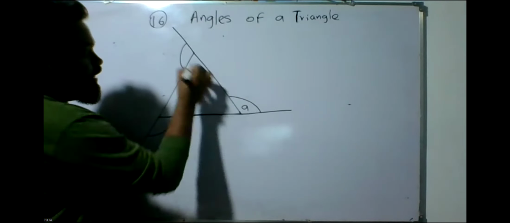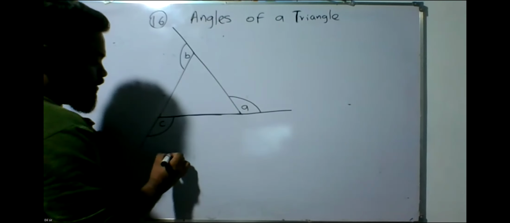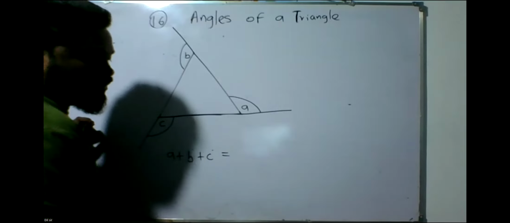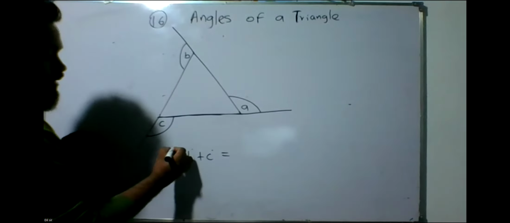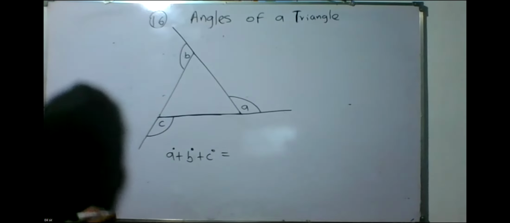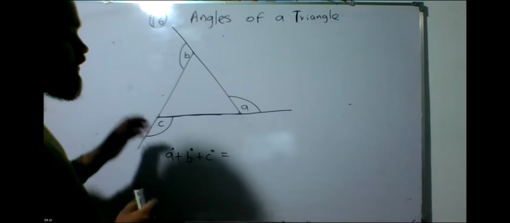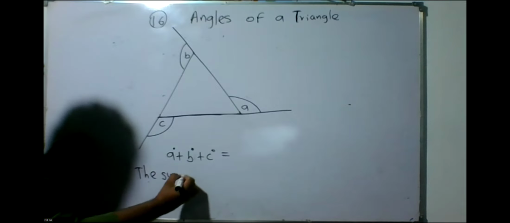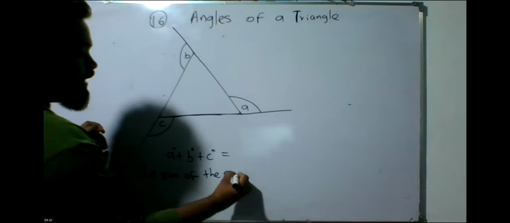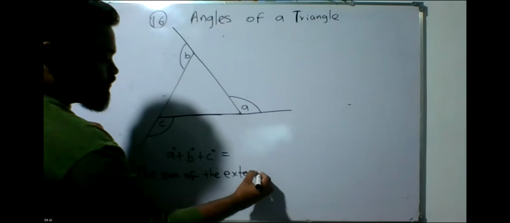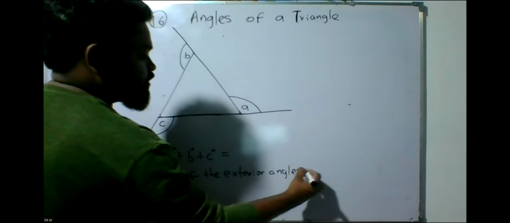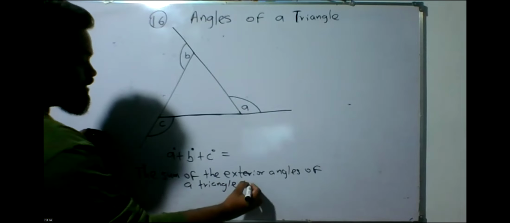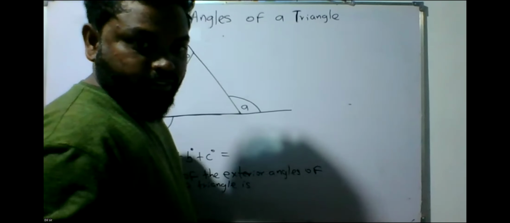1, 2, 3. A plus B plus C equals 180 or 360? Put your answer in the chat box quickly. Who will answer? What is the sum of these three angles? The sum of the exterior angles of a triangle is what? Is there no answer from anyone? 360. Yes, it is 360.